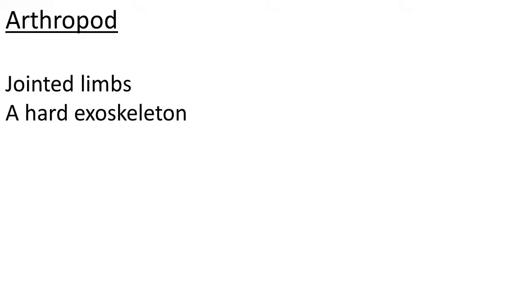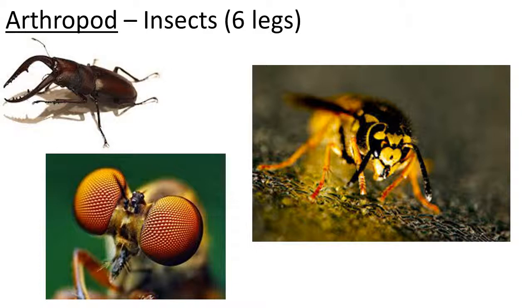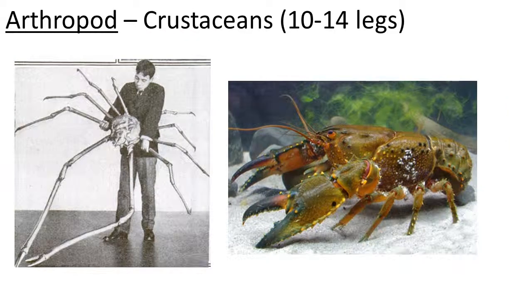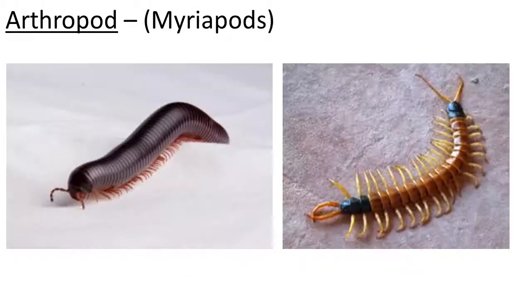So if an arthropod has 6 legs, it's an insect. 8 legs means it's an arachnid. So we're talking about a spider, a scorpion, a tick or a mite. They're arachnids. Usually with 10 legs, we've got the decapods, the crustaceans like lobsters, crabs and crayfish. And with more than 20 legs, we have the myriapods. So we're looking at millipedes and centipedes.